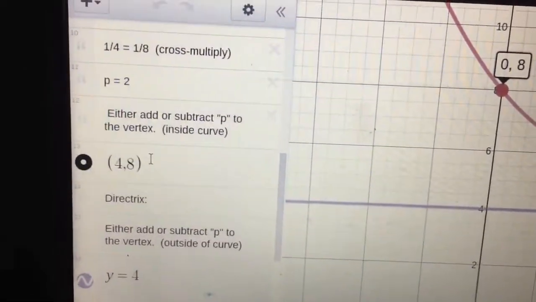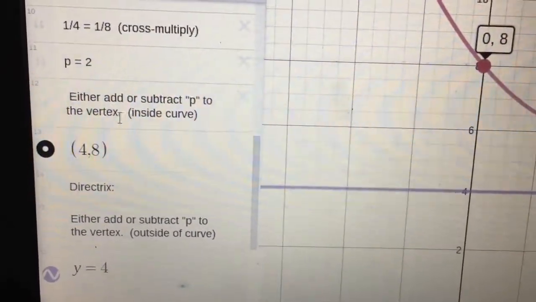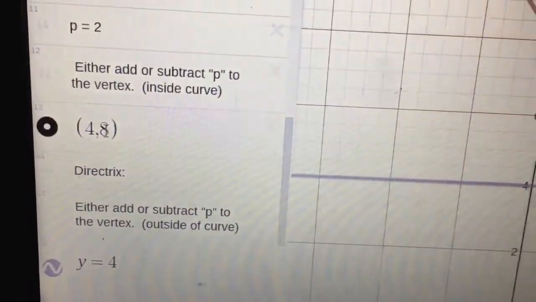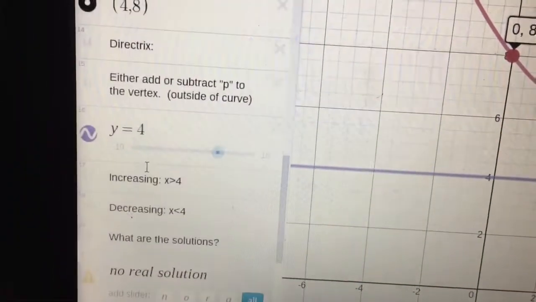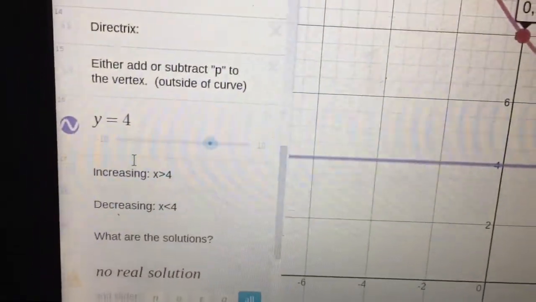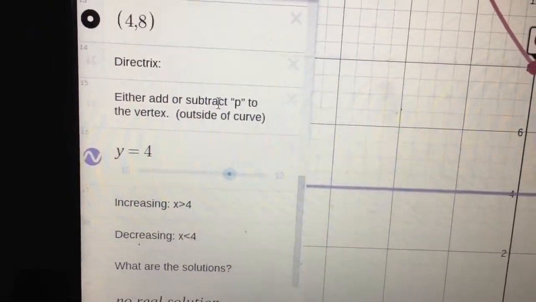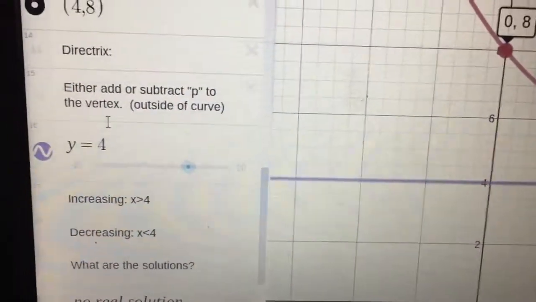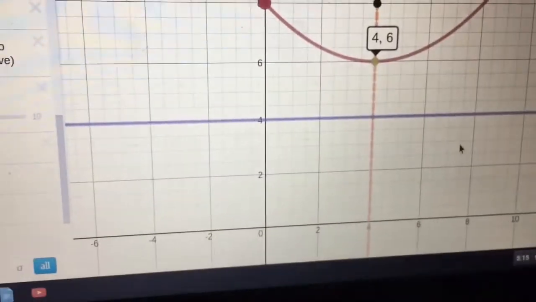Now you either subtract or add p to the vertex to find the point inside the curve, which is (4, 8). You go over here, that is (4, 8) right there. Now you have to find the point outside of the curve. So you either add or subtract p again to find the point. That would be y equals 4. There's y equals 4 right here.